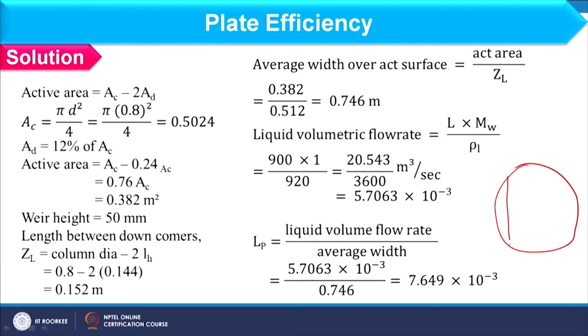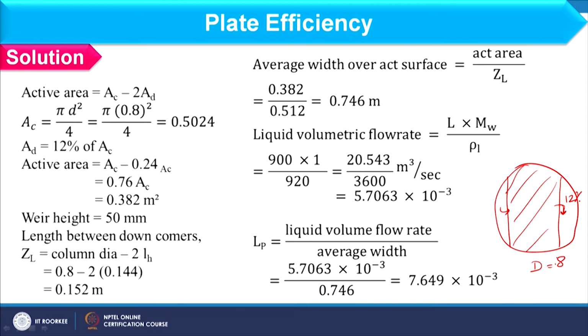First of all, I need to find out the active area. And as you know, the active area is basically the area between two downcomers, that is the inlet downcomer and exit downcomer, or we can say the exit weir also. Okay. So, this is basically the active area. Now, if you see in this problem, we are given that downcomer area is 12% of the column area. Column area you can calculate because the diameter is given to us as 0.8 meter.